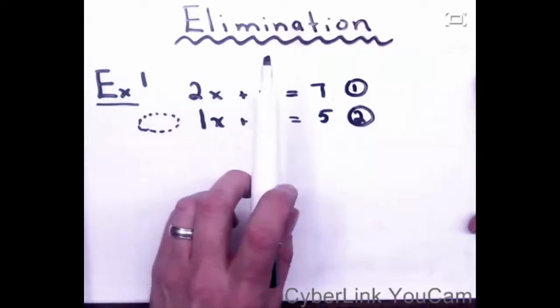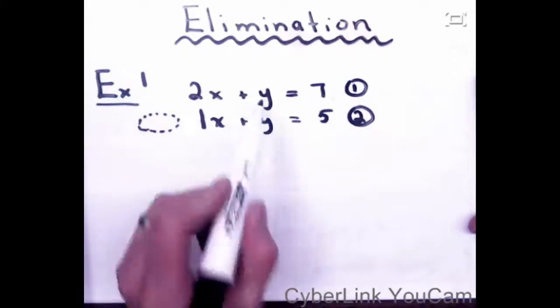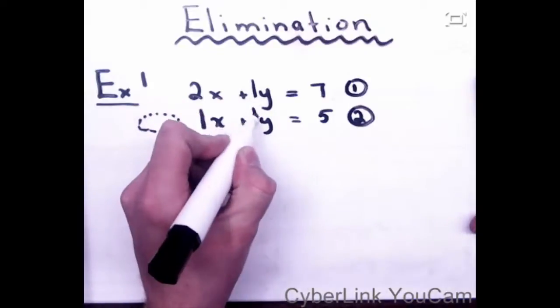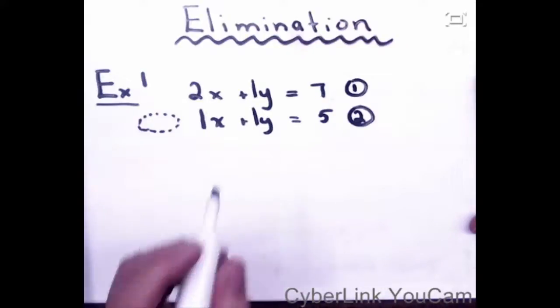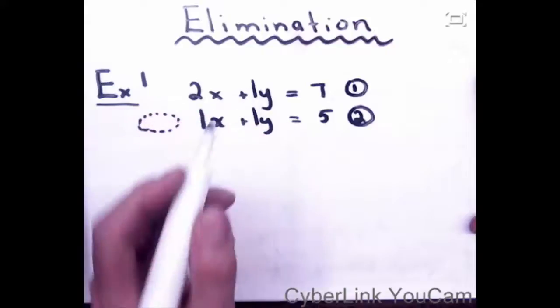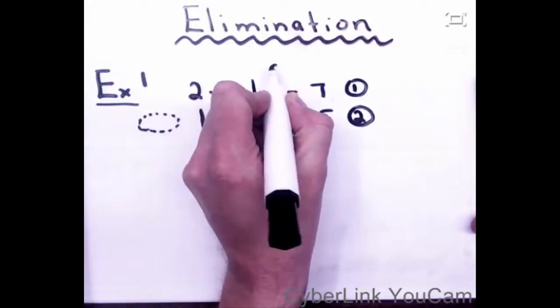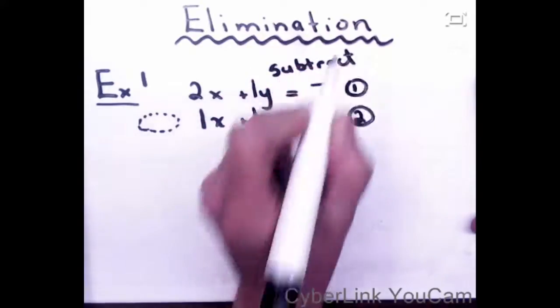Let's move on to the y's. The coefficient in front of this y means it's 1y, and this is 1y. They're the same, and because they're the same, that's good. We want to eliminate these two y's. To do that, we're going to subtract. I'll show you what I mean.